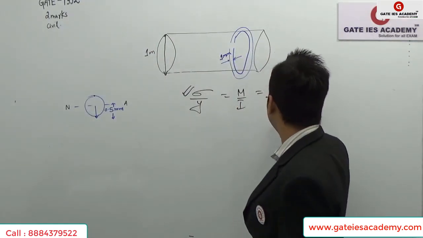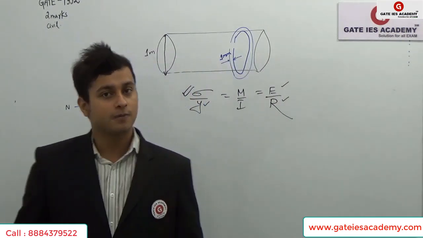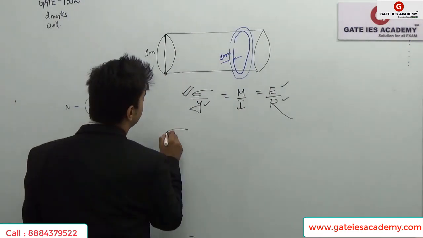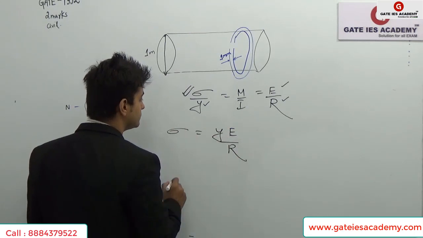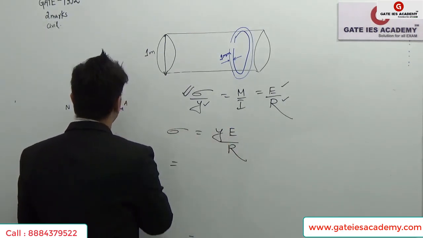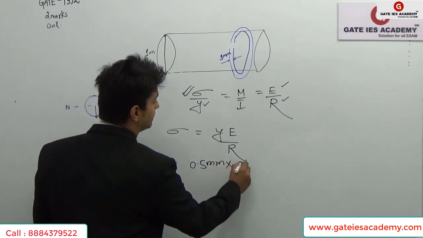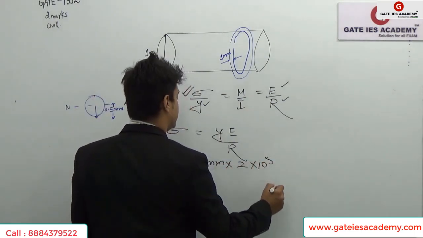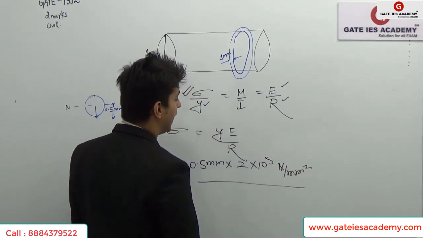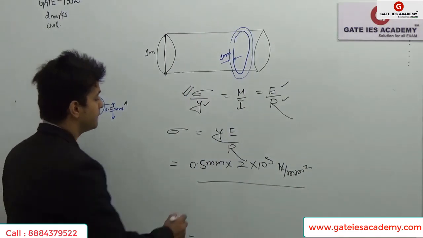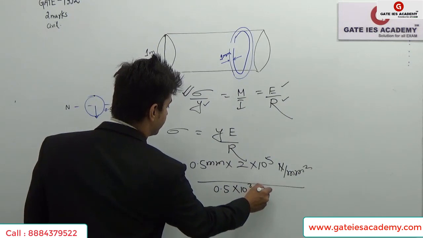So we got the R value, we know the E value, we know the y value, we can definitely get the sigma value. Okay, so my sigma will be equal to y into E by R. That will be nothing but y equal to 0.5 mm, into E, which is 2 into 10 to the power 5 Newton per mm square, upon R, which is coming out to be 0.5 into 10 to the power 3 mm.